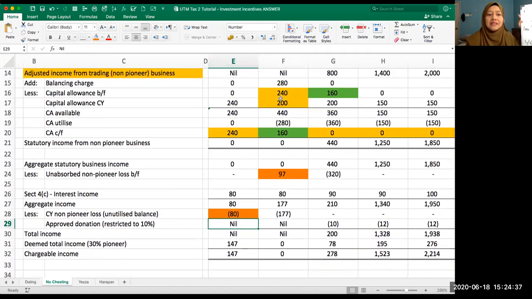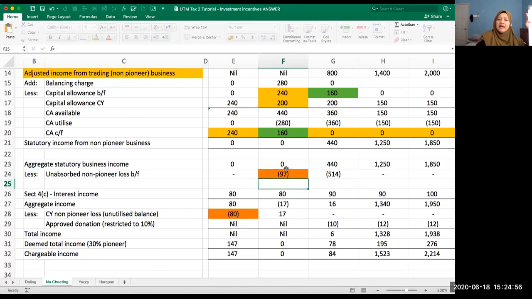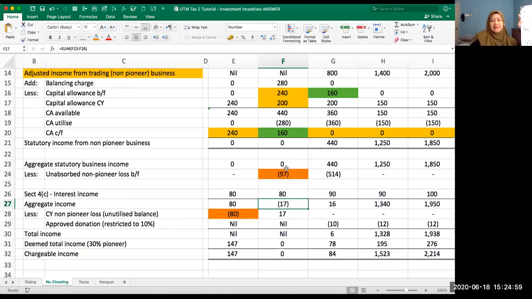For non-pioneer business, you have statutory income of nil. So in this case, your statutory income is nil. So even though you have losses here, you cannot use that loss. The loss that you have, you cannot use to set off against your interest income. That is wrong. It's not that you have minus 97 here and then you add 80 and you get 17. That is wrong. Again, that is wrong. So you must have a 0 here. So that 97 you bring to the following year. So it's always horizontal like that.